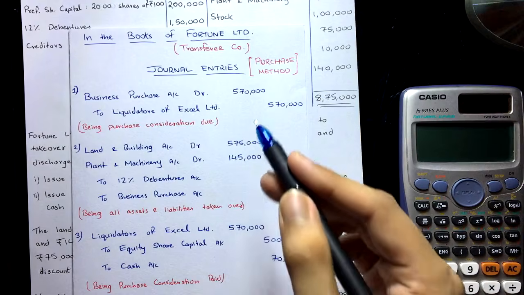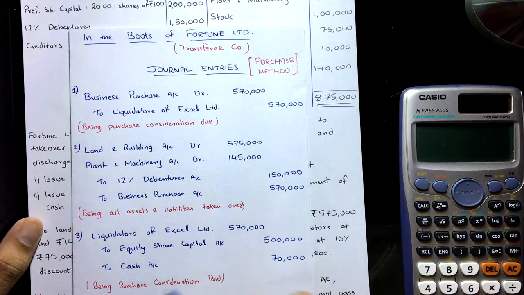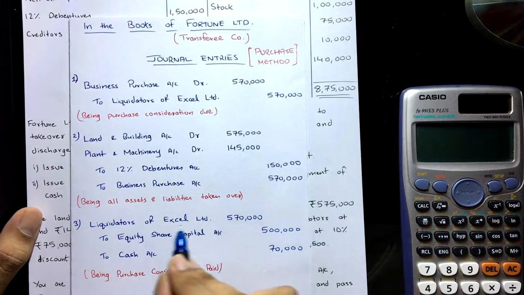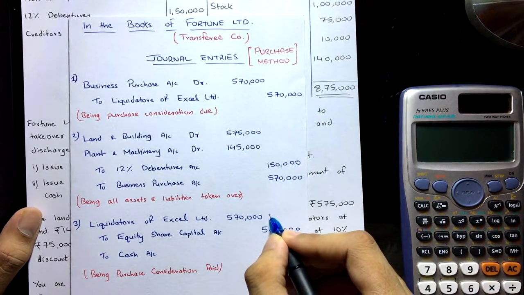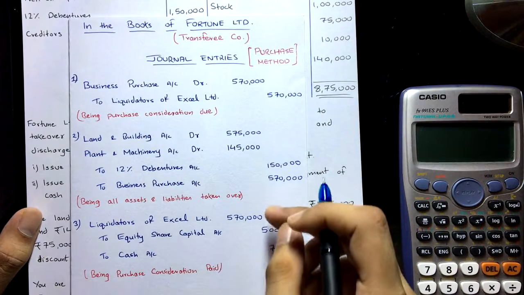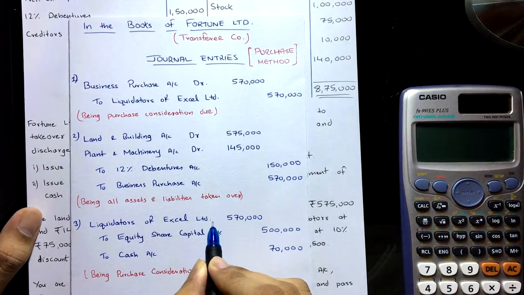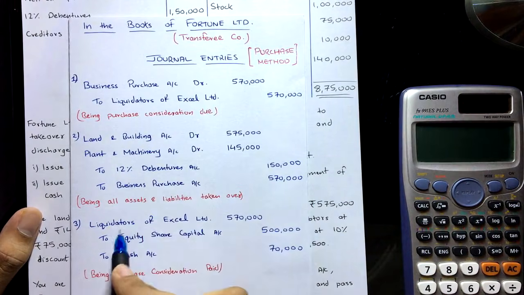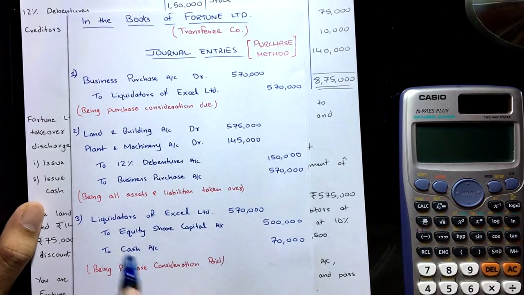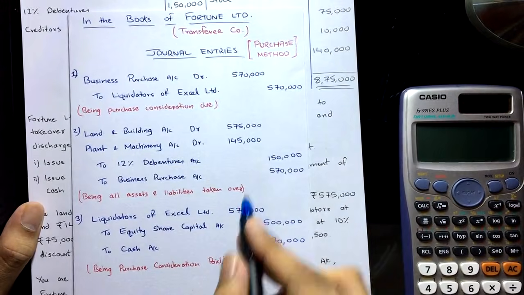But now you are paying the purchase consideration actually. So you have to debit the liquidator account because the liability is decreasing. If you are paying it off, then the liability is no more. It has to be decreased. So to reduce the liability, to cancel that liability, you have to make an equal debit. Liquidators of Excel Limited, 5,70,000. This is the purchase consideration.